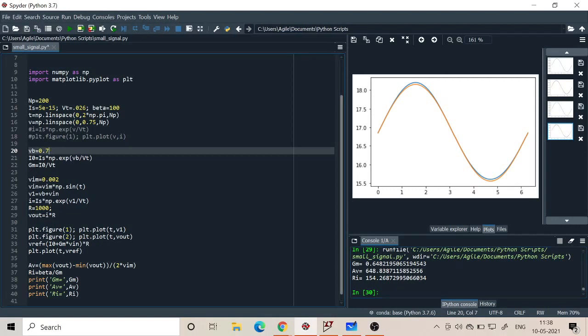So if I make it 0.7, I'm only changing my DC voltage by 0.05 volt, and now my gain is 94. Okay, a 0.05 volt change between base and emitter, the DC voltage, is giving rise to a very large change of all these parameters. So AV, I gave you the expression, RI I gave you the expression, GM I gave you the expression, so you can notice all.